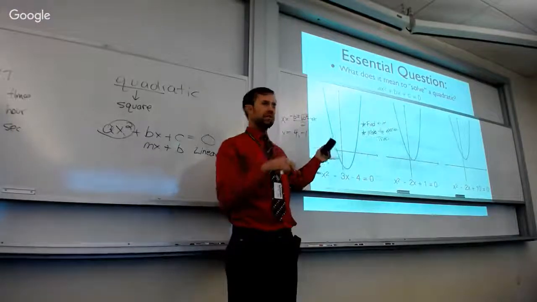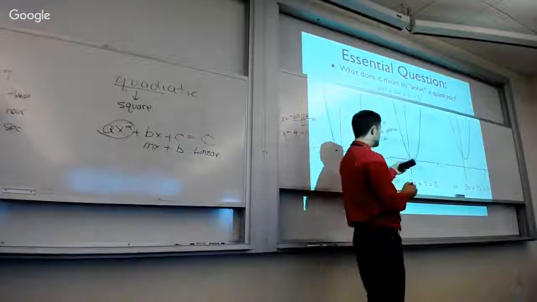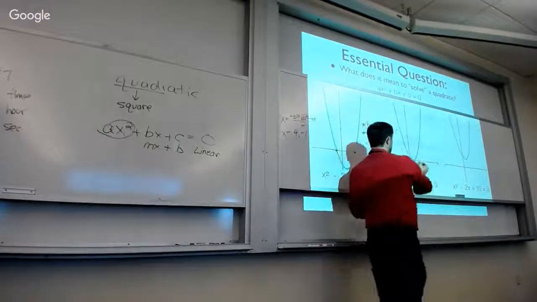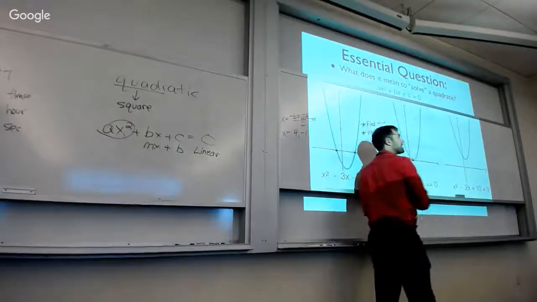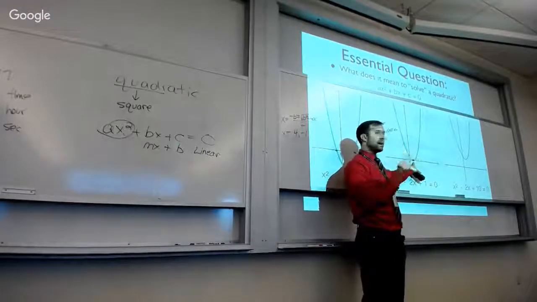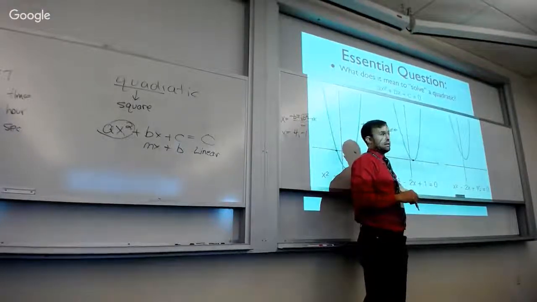How many solutions does it have? 2, right? Because it has 2 x-intercepts. How many solutions does this one have? It is just 1. There is just 1 solution, right? Because the quadratic is just barely touching the x-axis. It only touches it in 1 spot. So there is actually only 1 number that I can plug in here.